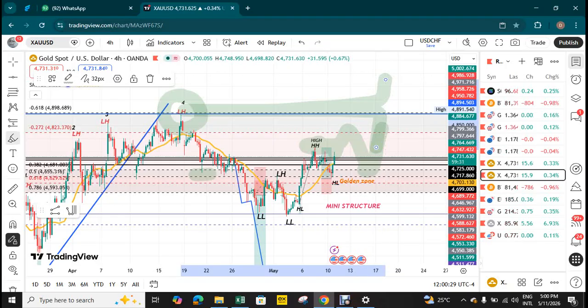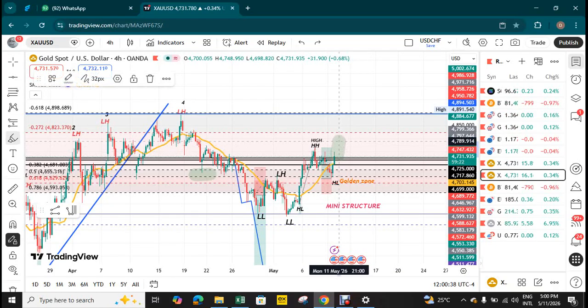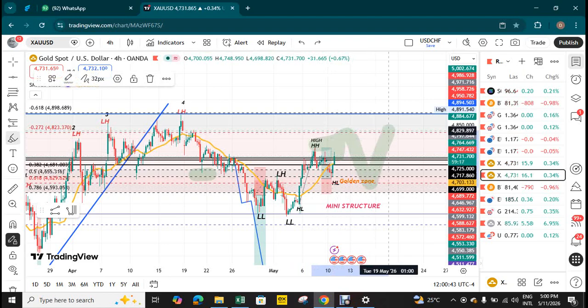So what I would want is for price to cross this, give us a new high, come into the golden zone, and we shoot up. That's what I want to see.